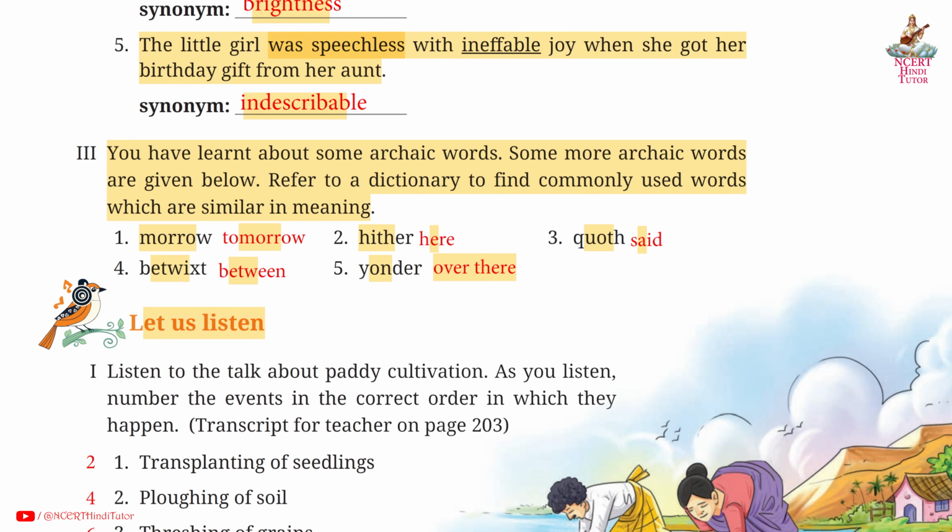Next, let us listen. First, listen to the talk about paddy cultivation. As you listen, number the events in the correct order in which they happen. Transcript for teacher on page 203. So friends, let's read the transcript.